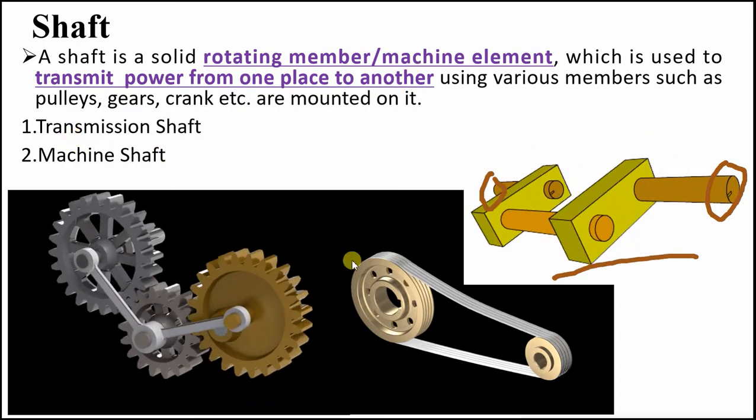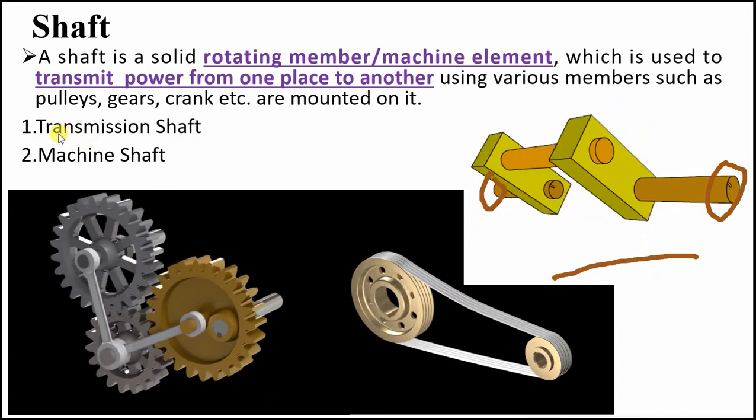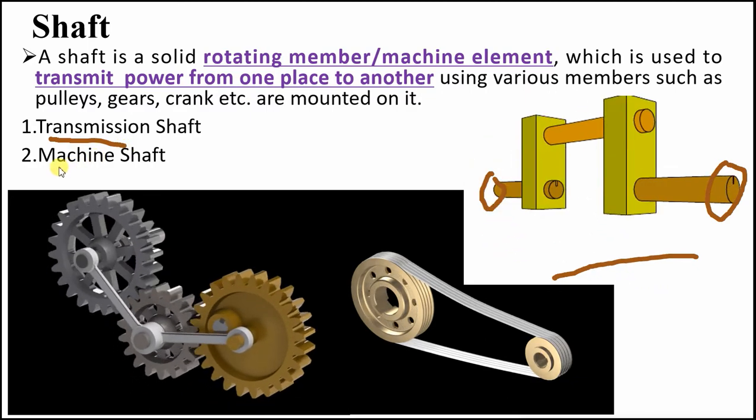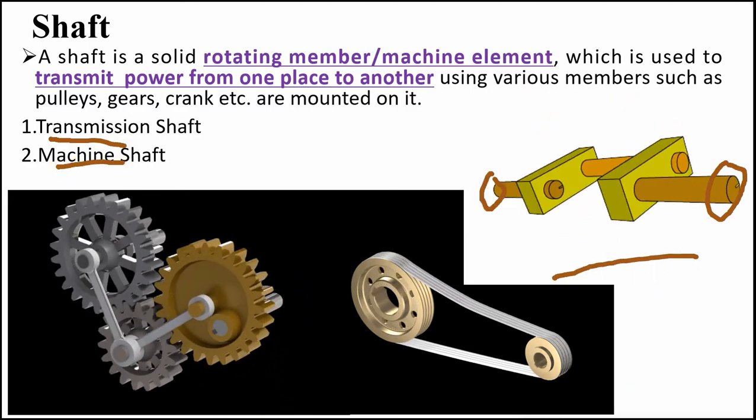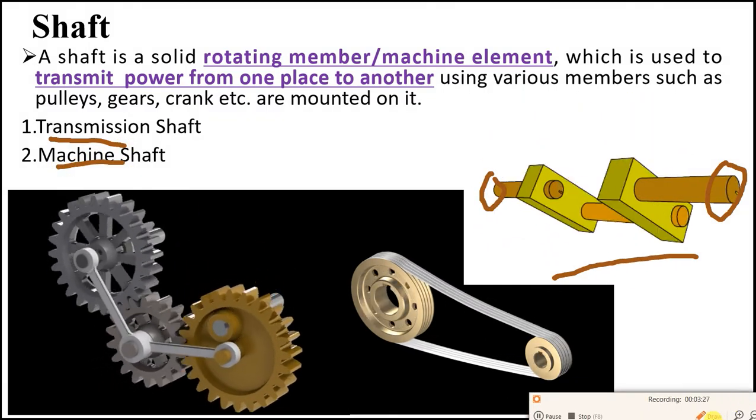Now two types of shafts are there. One is the transmission shaft and another is the machine shaft. So we'll see one by one what the transmission shaft and machine shaft are.